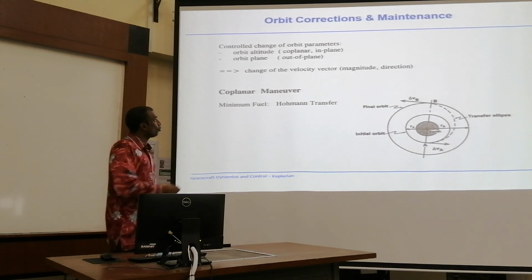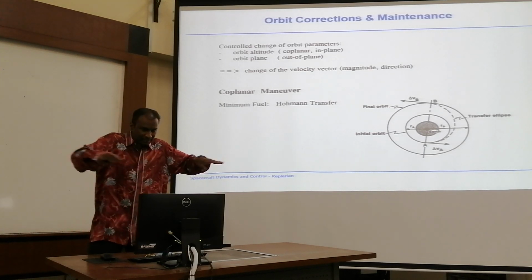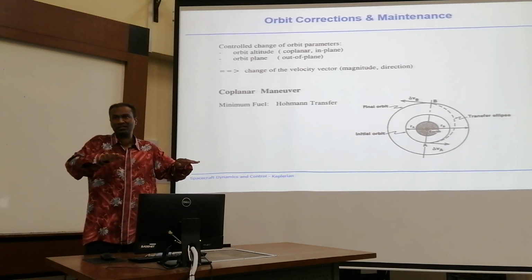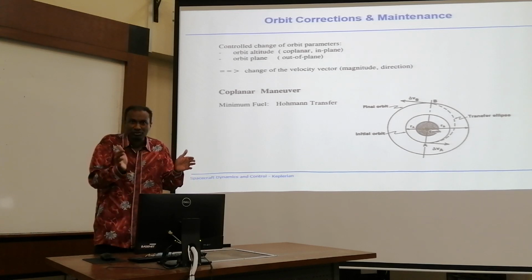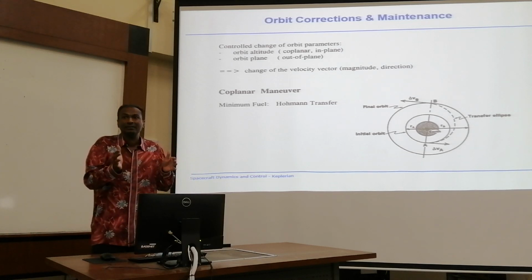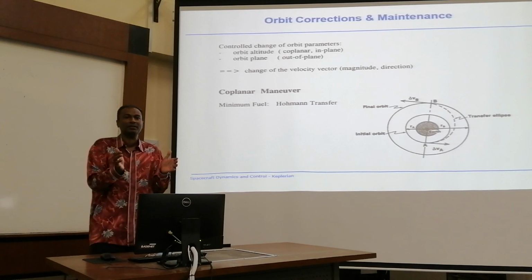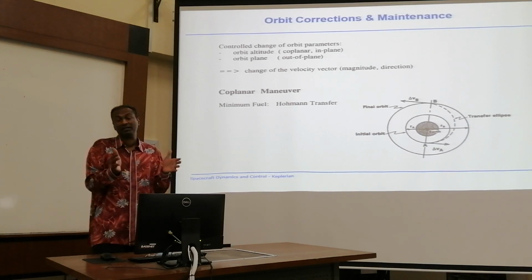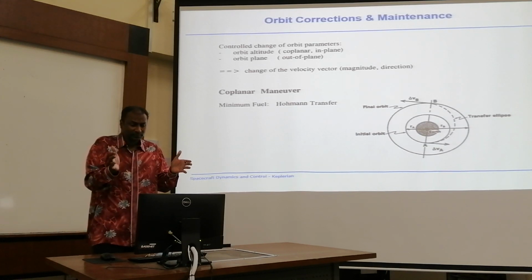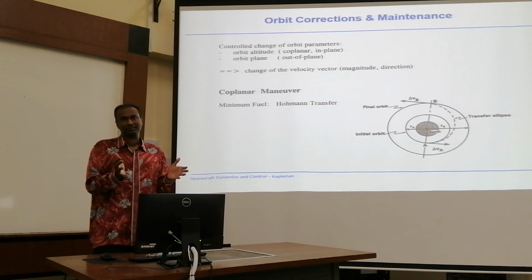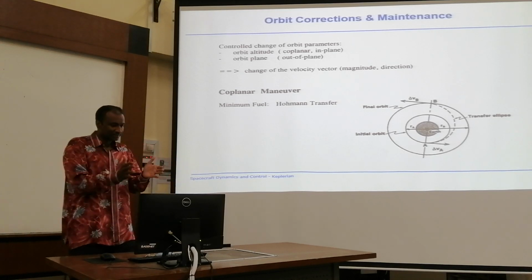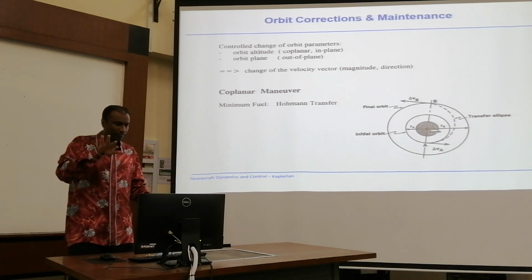Then coplanar is basically in plane. This one is a change of eccentricity. Let's say it's supposed to be a circular orbit, but it becomes an eccentric orbit, then you need to change it. Or it is supposed to be a circular orbit, but it becomes almost like an elliptic orbit, you need to correct it. Okay? So this is in plane and out of plane.